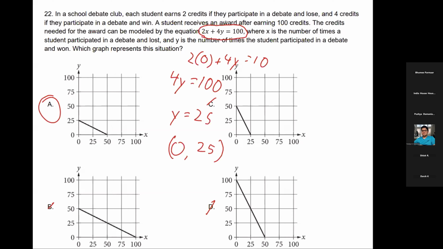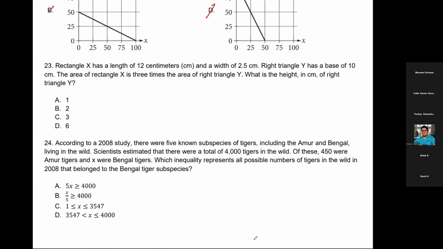And then, well, we already found the answer, but we could also do the same thing for the other intercept. So we just plug in y equals 0 and we get 2x equals 100. So x is equal to 50. So yeah, that is correct. So for all these questions where they give you an equation and graphs, you really just need to plug in. Okay, question 23.